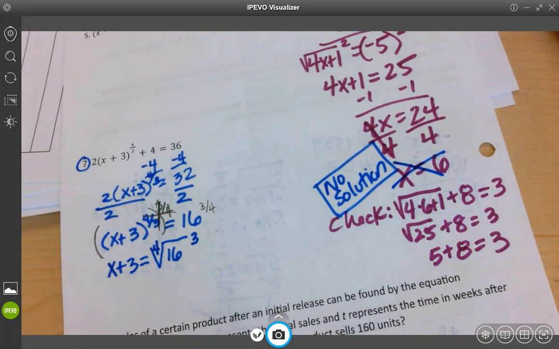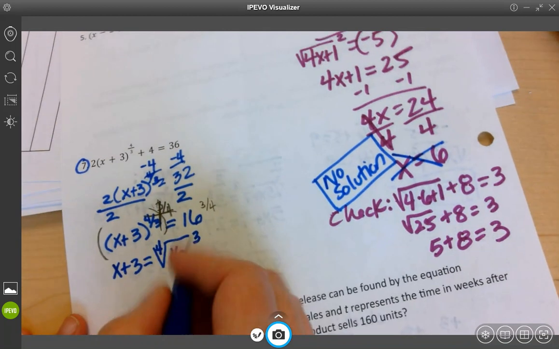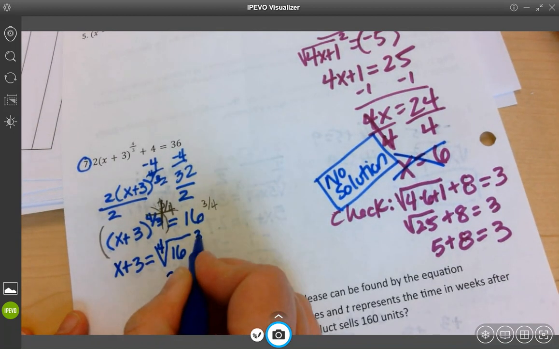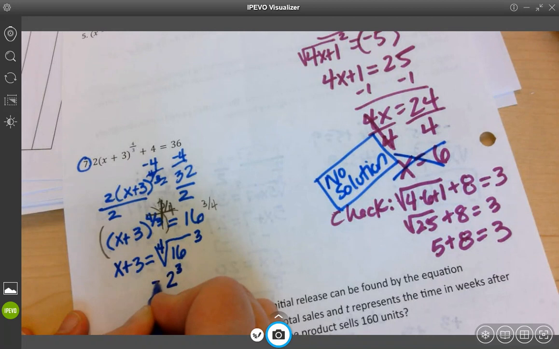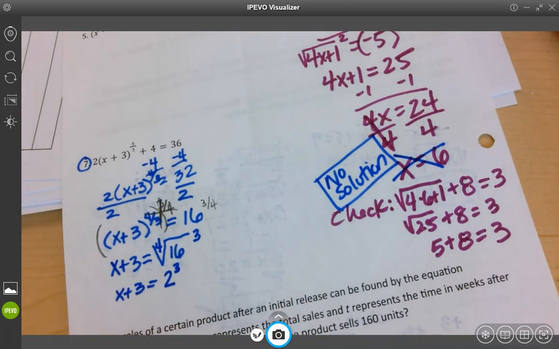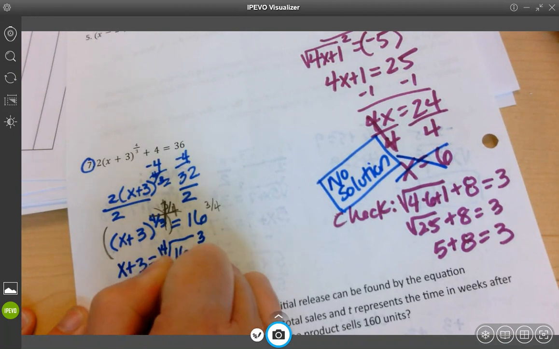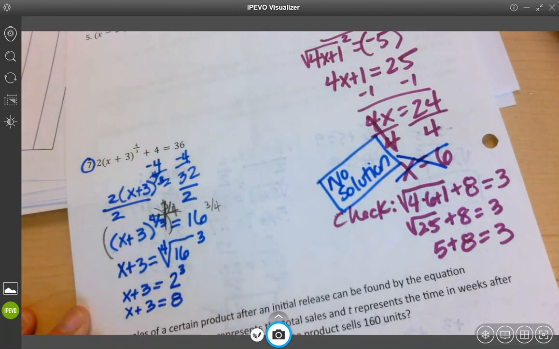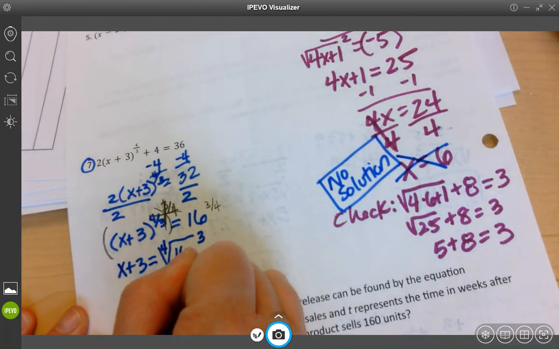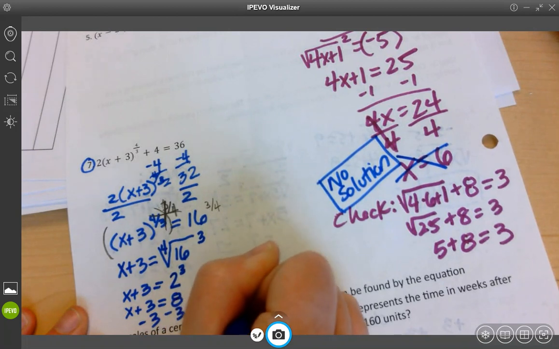All right, I want you to take a minute and consider what is the 4th root of 16. The 4th root of 16 is 2. I still have to the 3rd power. All right, what is 2 to the 3rd? 2 times 2 times 2? 8. And then my last step is to subtract the 3. I'm getting x equals 5.